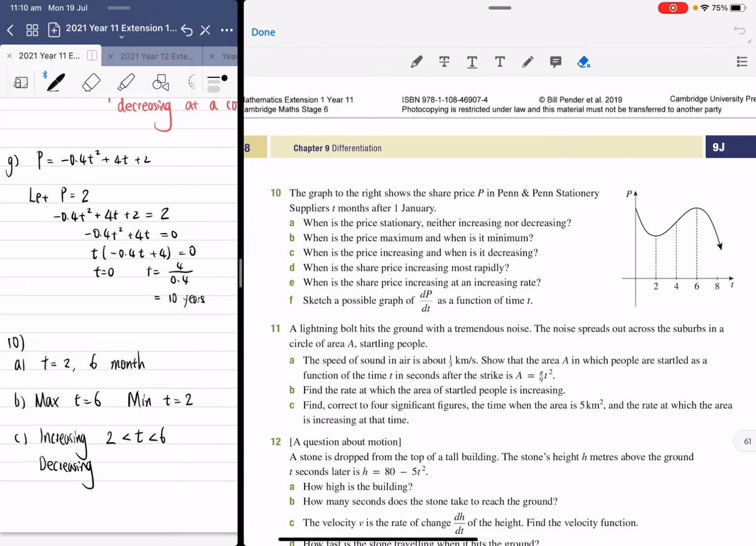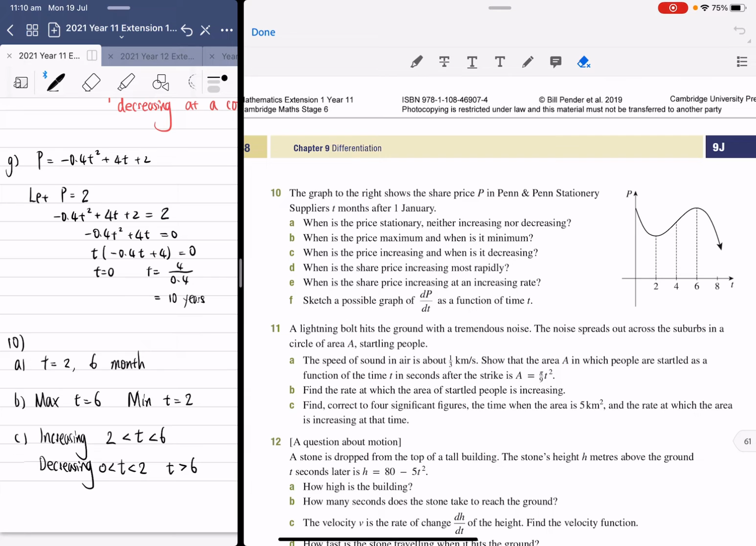Decreasing when t is between 0 and 2, and also decreasing when t is greater than 6. All right, next, when is the share price increasing? All right, we've done that. Question D, when is the share price increasing most rapidly?